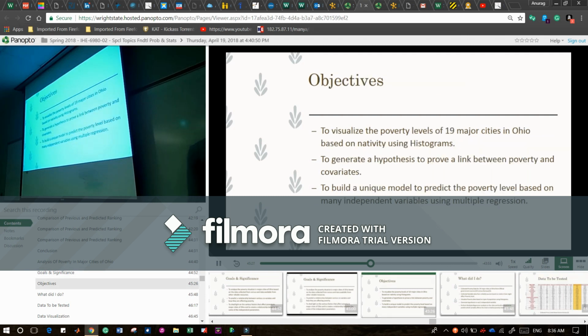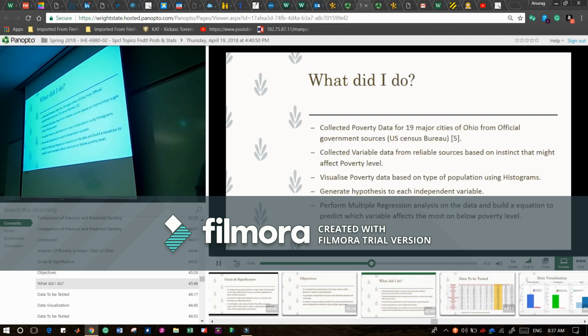The objectives of the project are to visualize poverty level in 19 major cities of Ohio based on nativity using histograms. The second objective is to generate a hypothesis and prove a link between poverty and its covariates. The third objective is to build a unique model to predict the poverty level based on many independent variables using multiple regression.